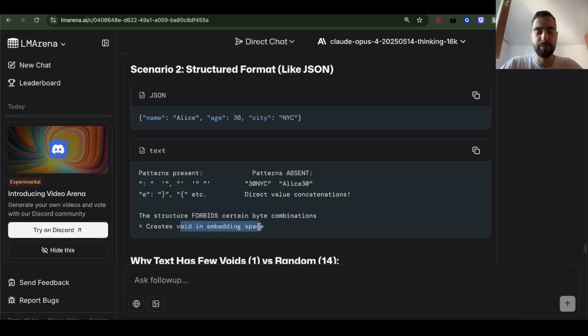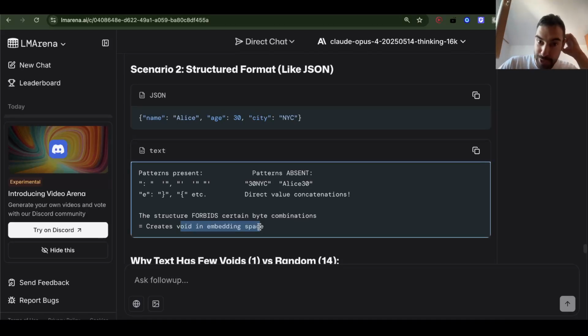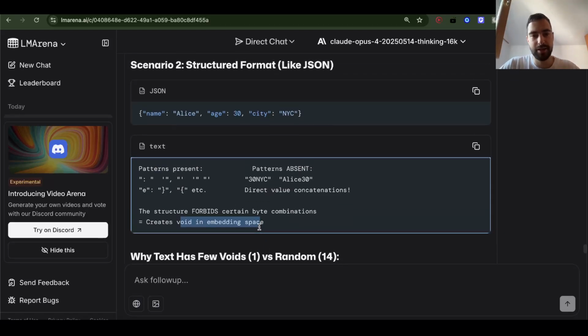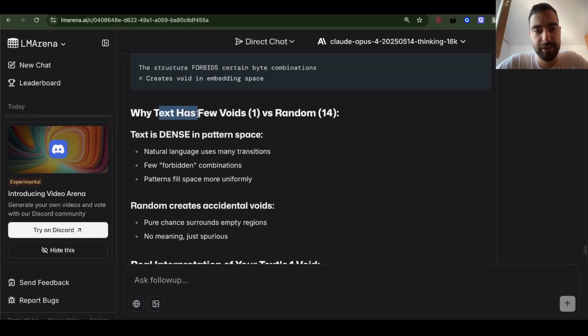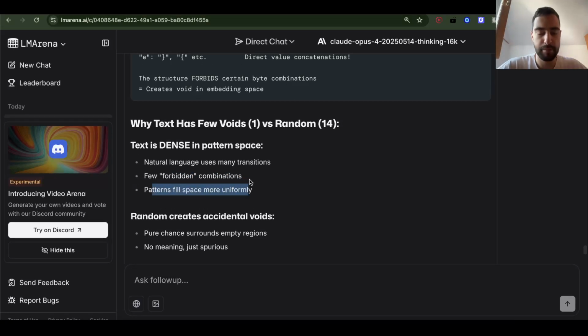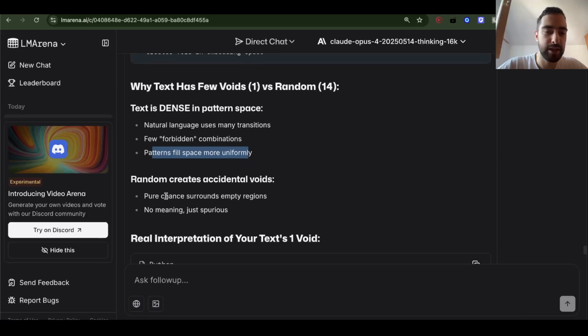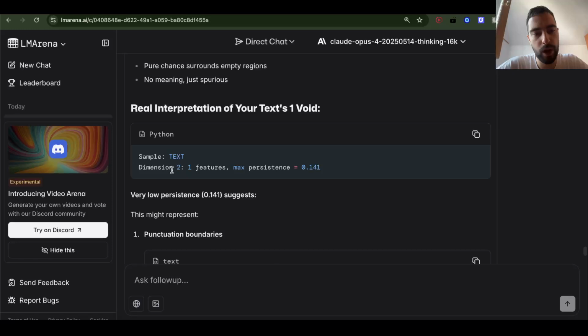Okay, so now we come to the point, how can we use this to input bytes into a transformer, into an LLM? I still don't know. Maybe we can ask this guy. Why does text have few voids versus random bytes? Because natural language uses many transitions, few forbidden combinations, patterns fill space more uniformly. But if we have random bytes, then these voids can be created randomly. And our one void in text that we have, it lasts for a very short distance.